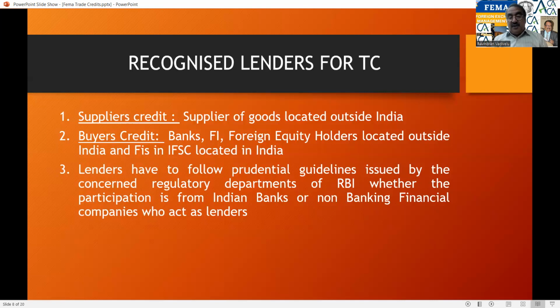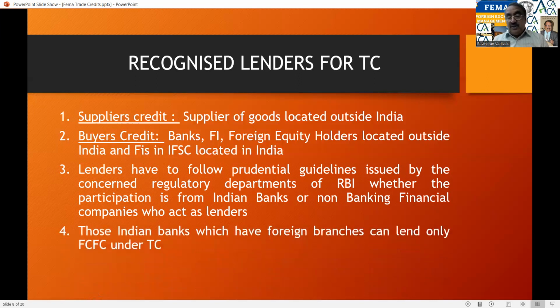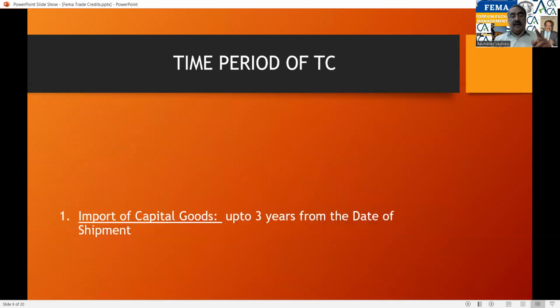Whether the participation is from Indian banks or non-banking financial companies who act as lenders, all the lenders have to follow the prudential guidelines issued by the Reserve Bank of India. And for Indian banks which have foreign branches, if the foreign branches want to lend trade credit, then they have to lend only in FCA, that is freely convertible foreign currency. TC means trade credit.